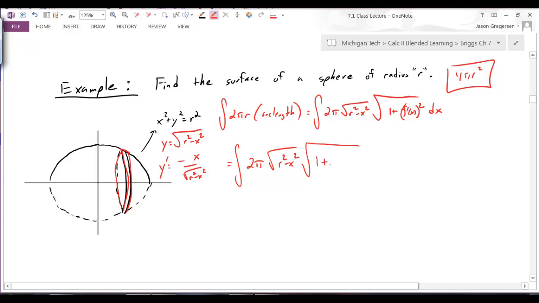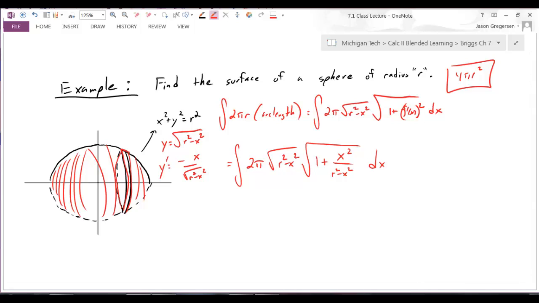So then I have 1 plus that derivative thing squared. So I will have positive x squared. And I will have the square it, so I'll get r squared minus x squared. And I'm integrating that thing from where to where? I'm adding up all these slices from x equals what to x equals what. Yep. 0 to r.